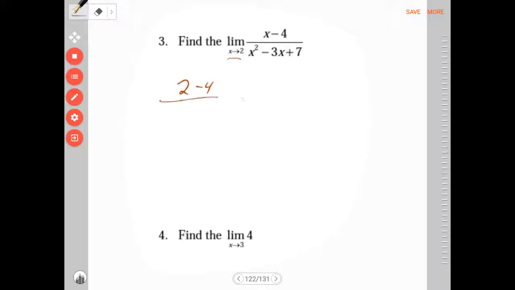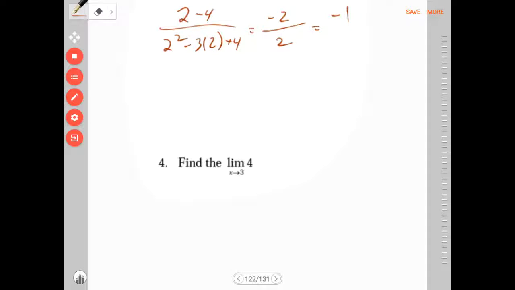So 2 minus 4 over 2 squared minus 3 times 2 plus 7. That's minus 2 on top. 2 squared is 4, minus 6 is negative 2, plus 7 is positive 5. So this is just negative 1. Again with the whole idea of the limit, as x approaches 2, y approaches negative 1. In this case we can even go one step further and say that when x is 2, y is negative 1. That's interesting, but that's not going to happen for much longer.